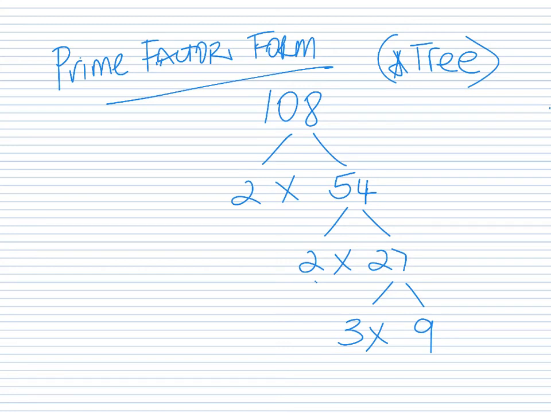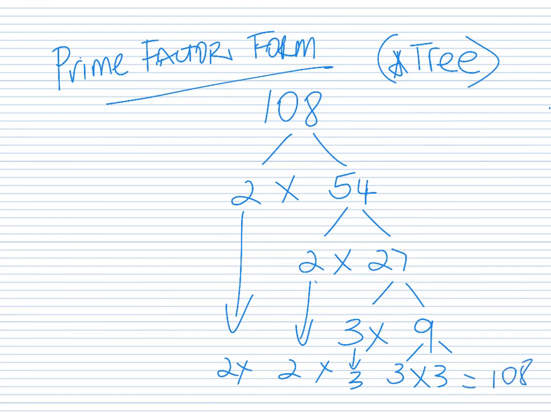3 is a prime number, so we can't break that down, but we can do 9, which is 3 by 3. Now, if we bring these numbers down, you would find the answer would be 108, which is exactly where we started from. So give that a go. Follow it through with me, replay the video if you need to, and we'll discuss more in class.